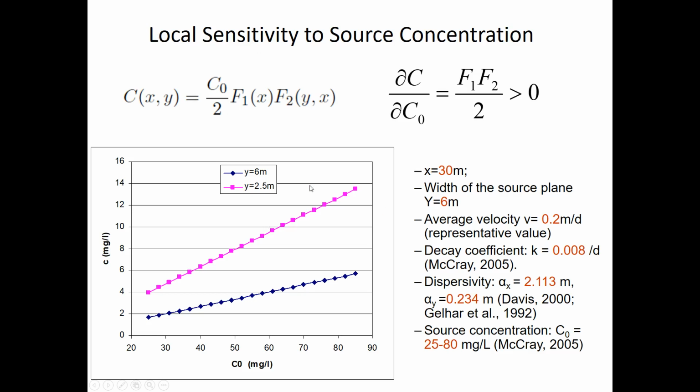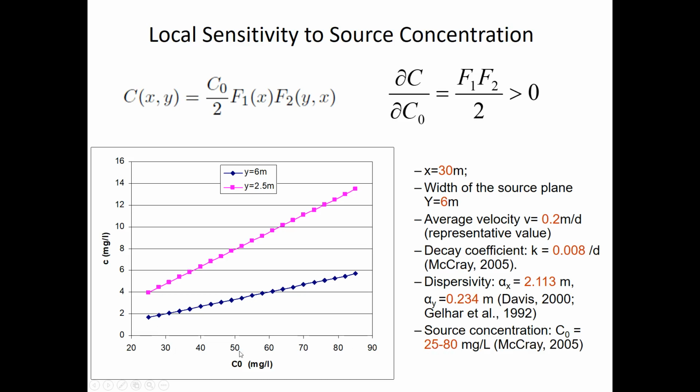That means, here we want to see the importance of C0. Then we have many other parameters. We're going to fix other parameters. We say velocity fixed at 0.2, the decay coefficient or the natural fraction rate is fixed at 0.008. We fix alpha x, alpha y, and then we change C0. We change C0 between 25 and 80.